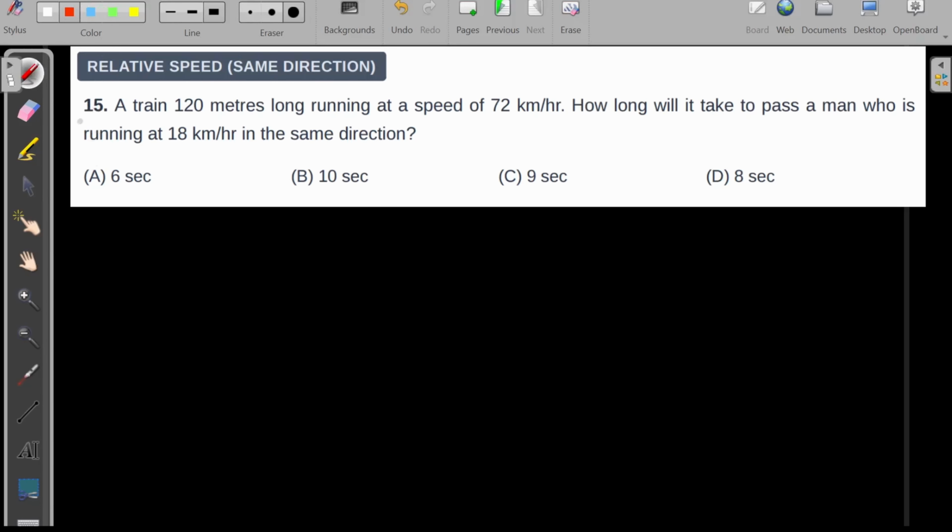Now we move on to question number 15, which is relative speed in the same direction. Now question number 15 is similar to question number 14, and if you have understood question number 14, you could easily solve this question. So I'm leaving this question for you to solve, which is number 15. And once you solve it, you can comment down your answer.